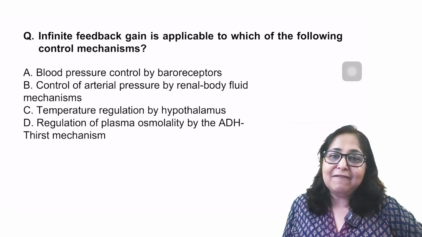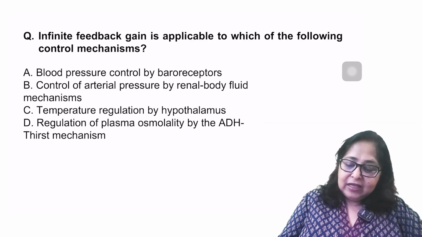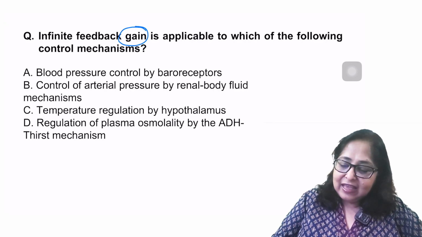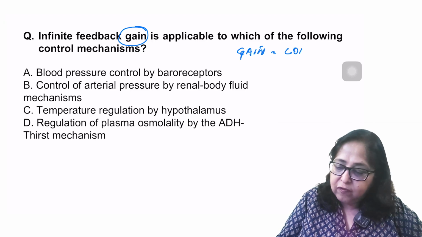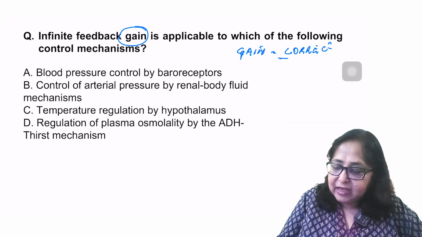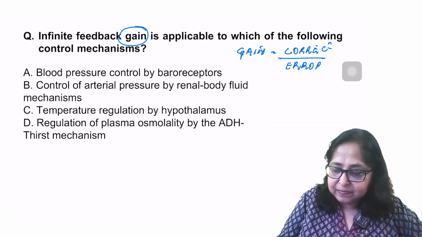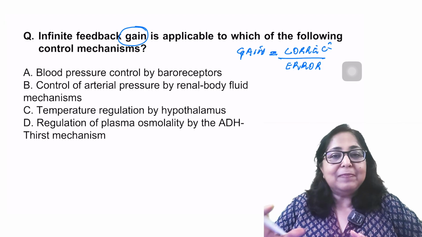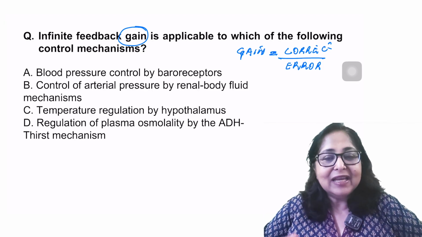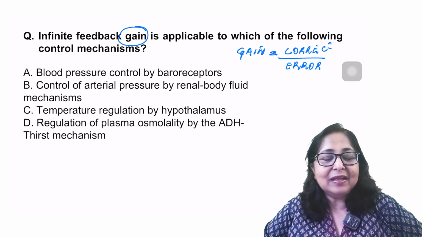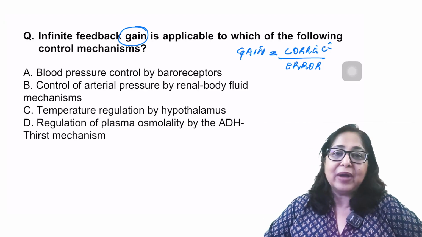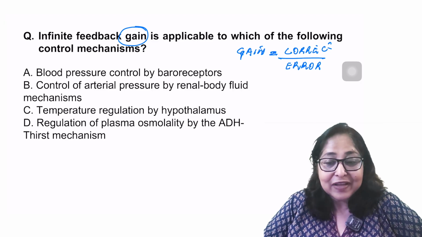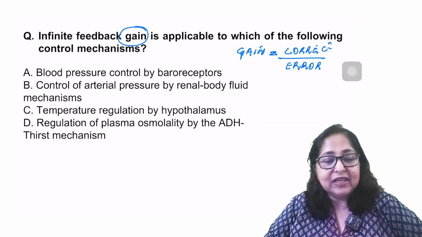Next question, what is infinite gain? So please understand, what is gain? Gain, the formula for gain is, this is the correction over the error. This is applicable to negative feedback mechanisms. No feedback mechanism is 100% effective. It corrects the change in the initiating stimulus, and there is always also an error because it is not 100% effective. So there is something known as a gain, correction over the error.